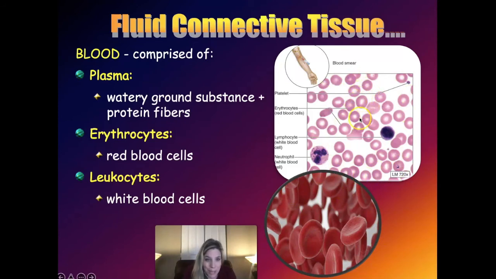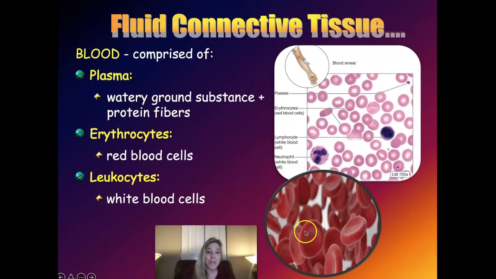So we see our red blood cells. Here's a lymphocyte, which is a kind of white blood cell. Here's a neutrophil, which is another kind of white blood cell. Now, blood itself, again, it has a function of transport, and it's composed of three components. So most of it is going to be plasma. Plasma is ground substance and protein fibers, but it's very watery. So that is where your extracellular matrix is in blood connective tissue, and that is the plasma.